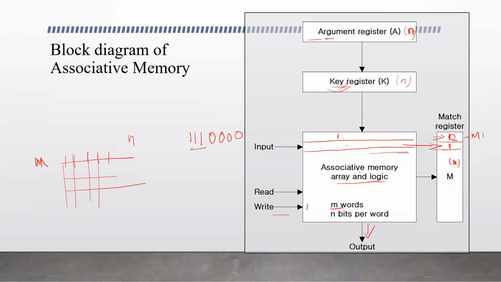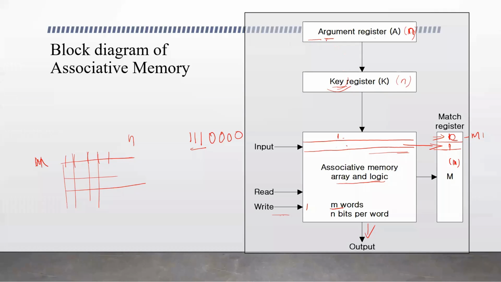So search of data can be done by the content. The content to be searched is given in the argument register. And the data in the argument register is compared with the data in the word in the associative memory. If the bits in this argument register and the bits in the word are matching, then the corresponding match register bit will be set to 1. Otherwise, it is 0.